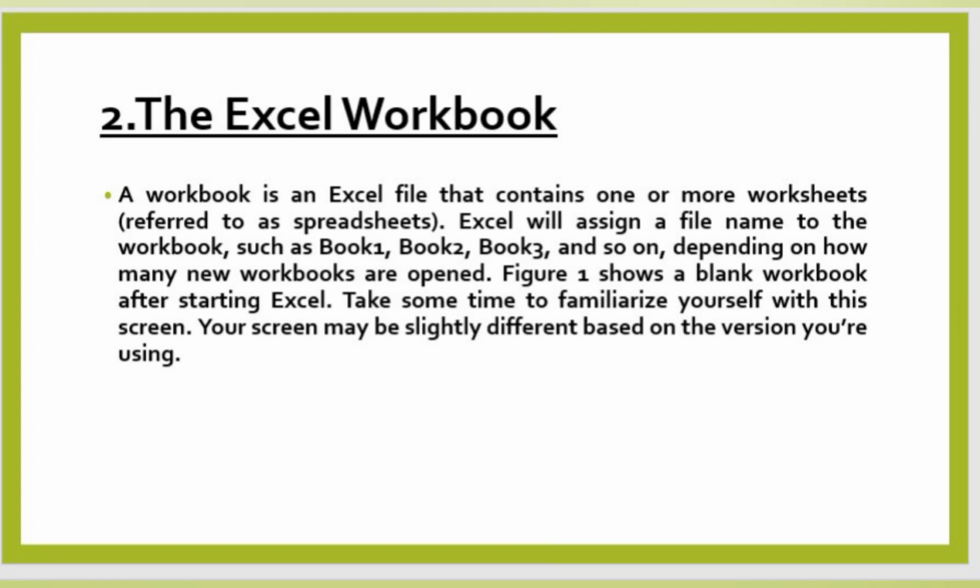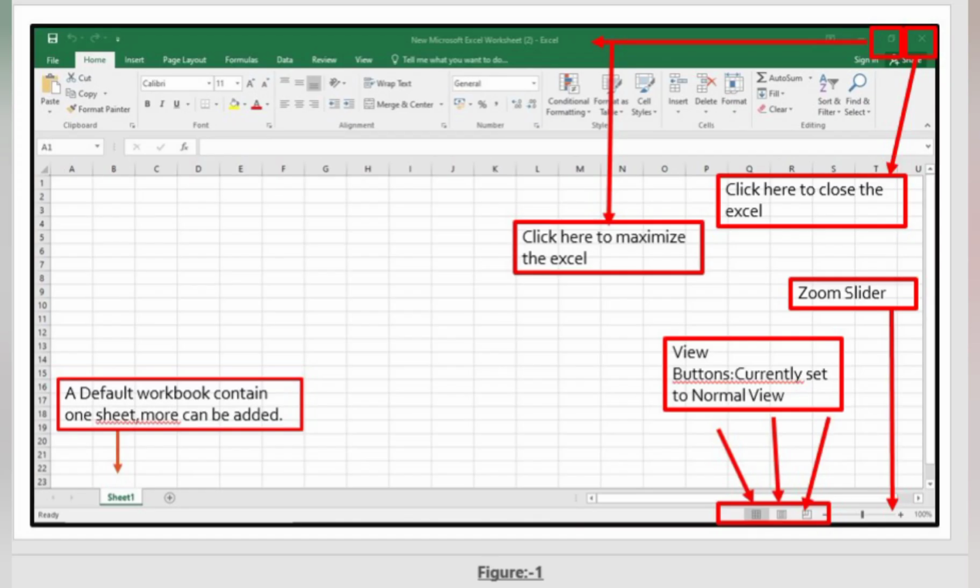So here I am sharing the screen whenever you open the Excel book. Whenever you open Excel, you can see the option Sheet1. It is the default workbook, which contains one sheet. More can be added by clicking on the plus button. You can see the plus button on the right side of the sheet. You can click on the plus button and more sheets will be available.